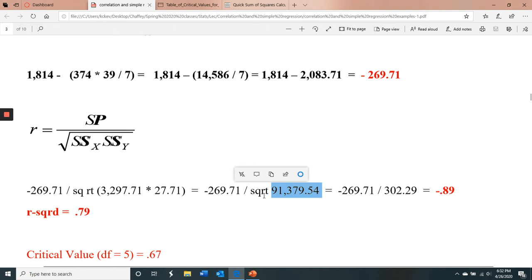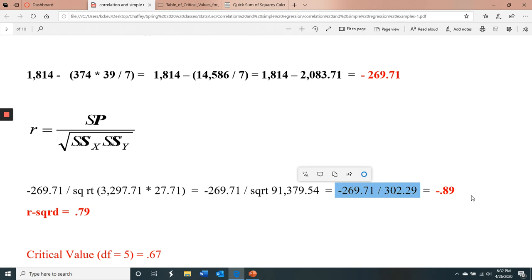We take the square root of that. The square root of that number is 302.29. Now we're ready to solve. SP divided by the product of the bottom. So negative 269.71 was our SP, divided by 302.29. So our correlation is a negative 0.89.